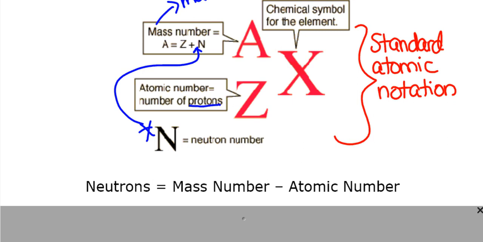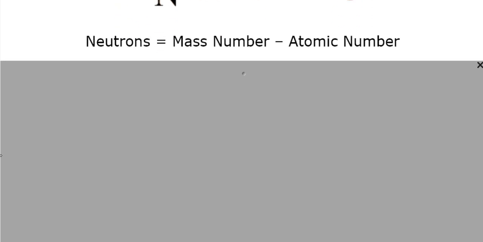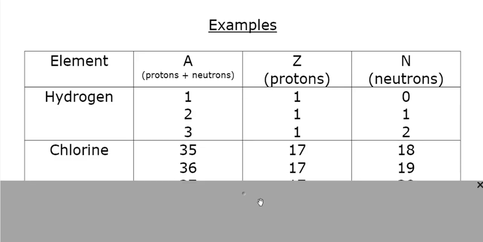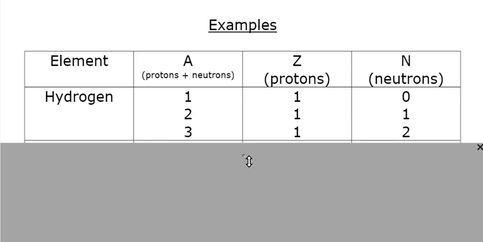Just to show you some examples of isotopes and how these particles can vary, let's take a look at 2 examples. There are many more than this, but let's take a look at 2. We'll look at hydrogen and then chlorine.